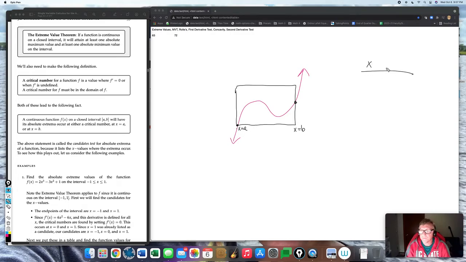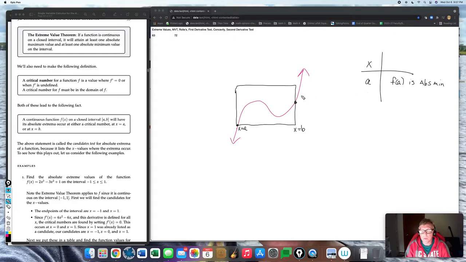So at x equals a, f of a is the absolute min. You can see that on the graph. It's the lowest y value in the box. Not on the entire graph, just on the closed interval, right? On the closed interval. All right.